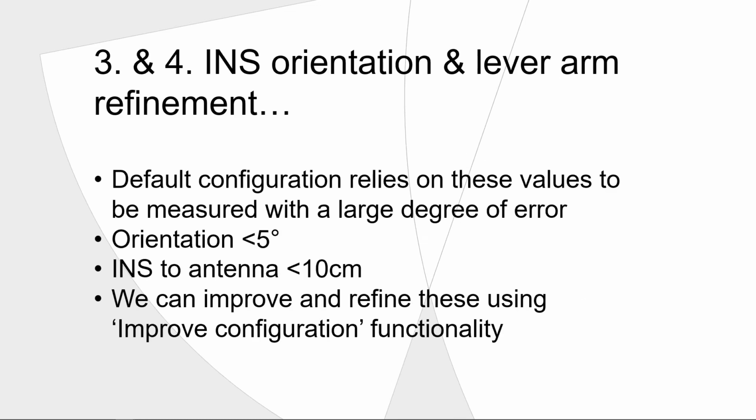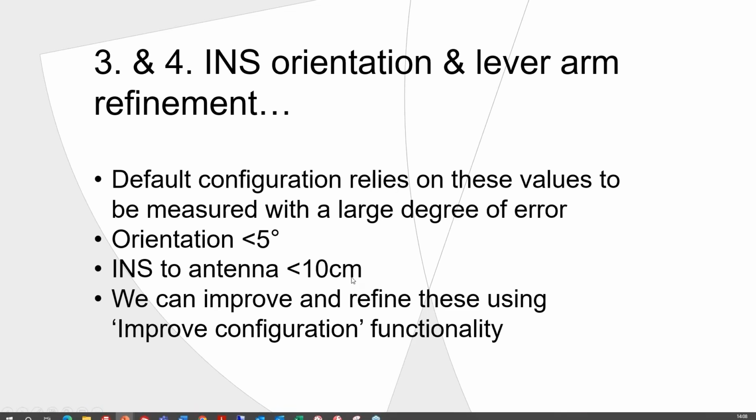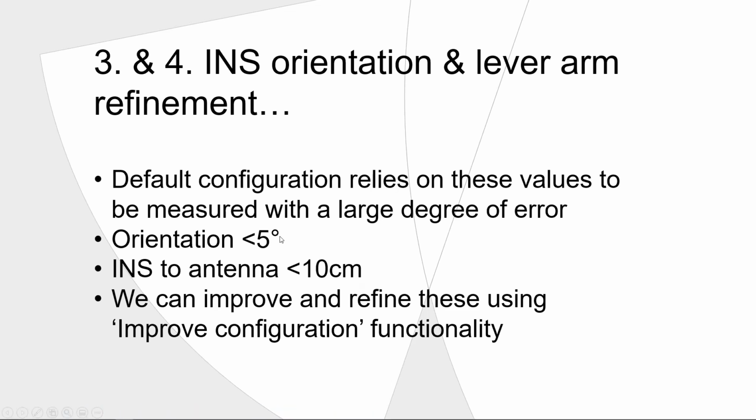And then I've grouped 3 and 4 together: our INS orientation and lever arm refinement for our antennas. As I mentioned, when we ask you to configure your INS, we give you a range of values within which it's acceptable to measure these values. So orientation within 5 degrees. Your INS needs to be pointing in the direction you've said within 5 degrees.